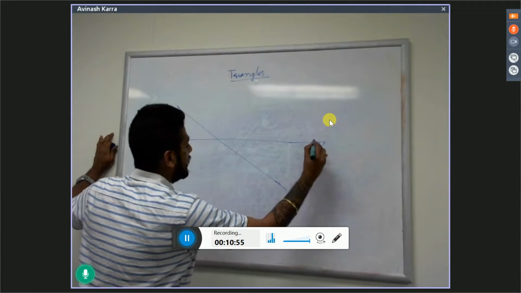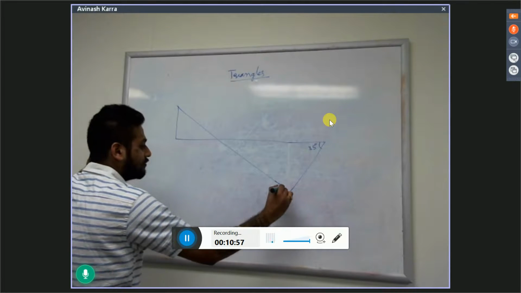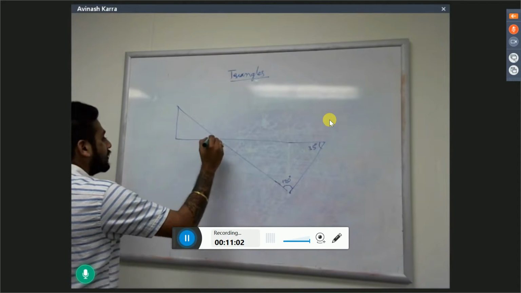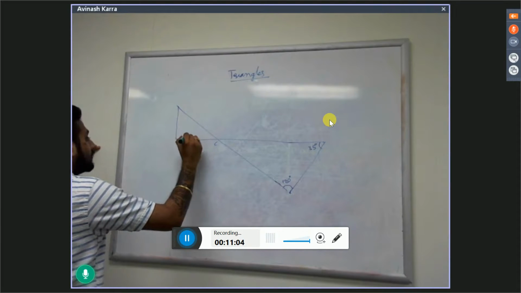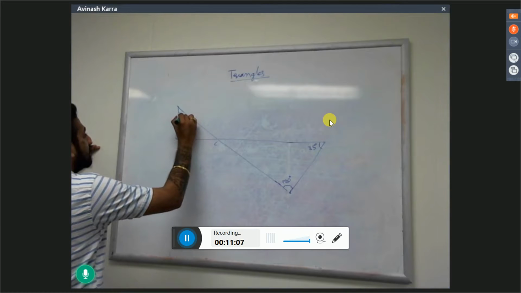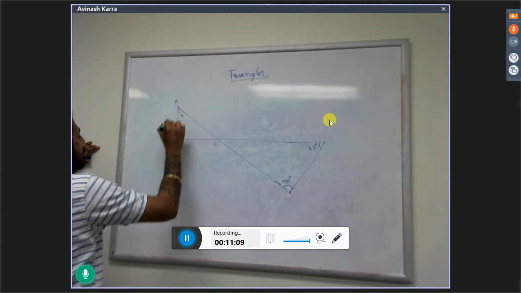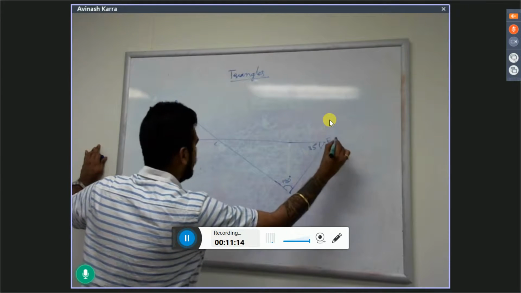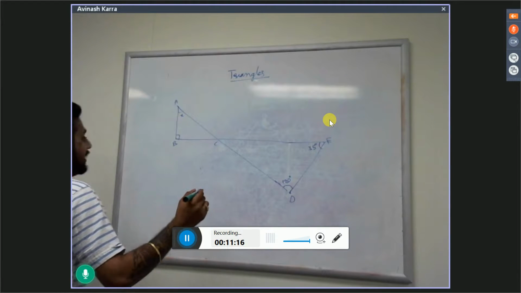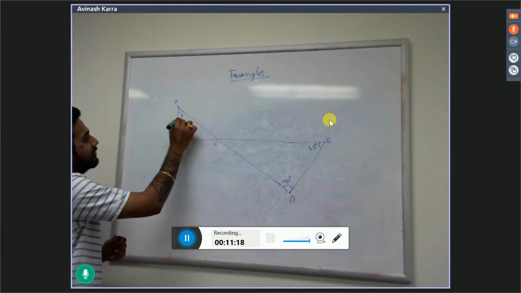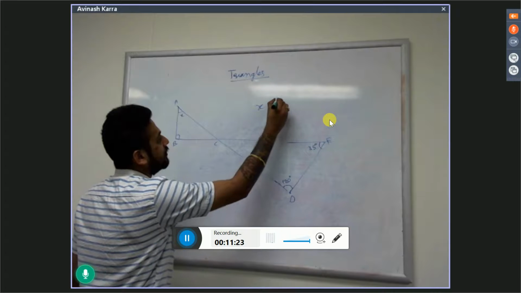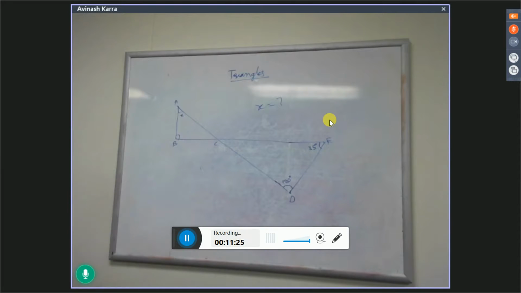This is 35. This is 120. This is C. X. Let me consider again. C, D, E. Can you find the value of X? Can you please find the value of X?